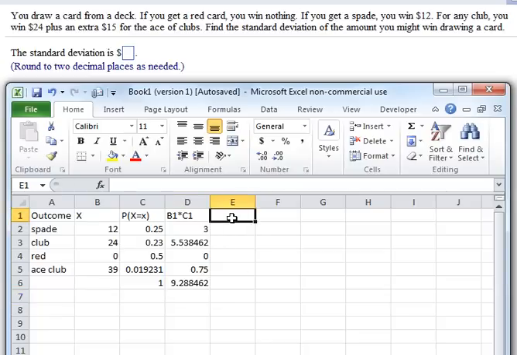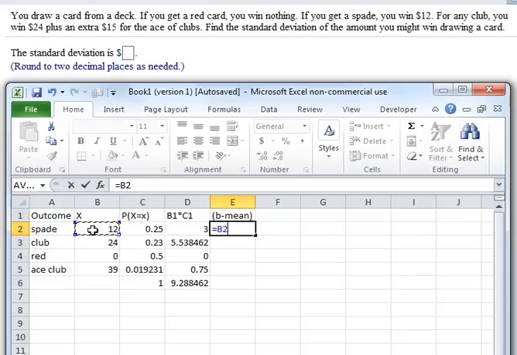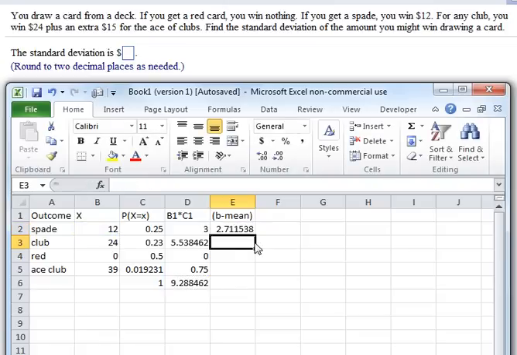Now you need to find your deviation from your mean. So you're going to do the value, which is B1, minus the mean. All right, now to do that, you'll do equals column B minus the mean, which is D6, but you need to make that an absolute reference. So you put the $ sign before the D and before the 6. If you have a standard keyboard, you can just hit F4 and I'll do it for you. So those are your deviations.